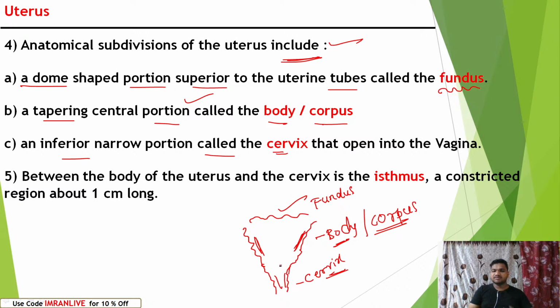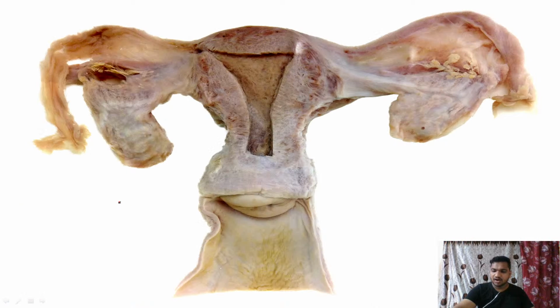Generally, a uterus consists of three major parts anatomically. Upper, a dome-shaped fundus, which separates the uterus from the abdominal cavity. Then the middle body, also called the corpus. Then a narrow part called the cervix. Between the body and the cervix, the isthmus is present, a constricted region about 1 centimeter long.